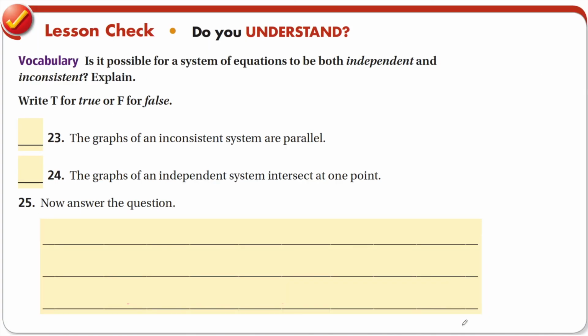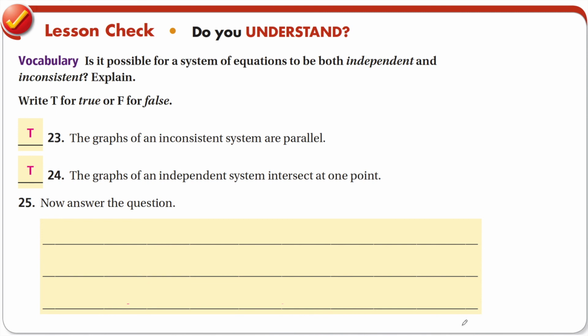And we finally made it to the lesson check, the very last little bit, guys. So let's figure this last little bit out. Is it possible for a system of equations to be both independent and inconsistent? And can you explain? Well, the graphs of an inconsistent system are parallel. Well, that's true. The graphs of an independent system intersect at one point.